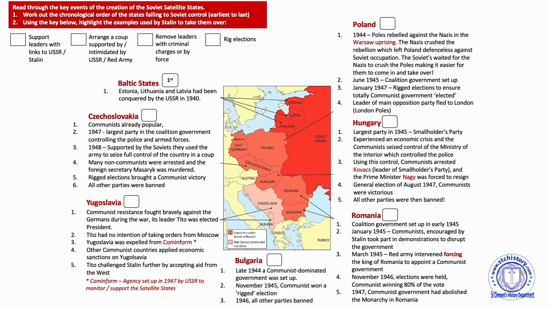highlight each of the bits of information, the numbers. What do they show? How does each country fall? Was it support with leaders and links to the USSR? Was it a coup? Was it rigged? And did they remove leaders? So much more detailed than perhaps we're going to talk about in this lesson. But definitely this would be an advisable thing to do, particularly if you are trying to get those higher levels.